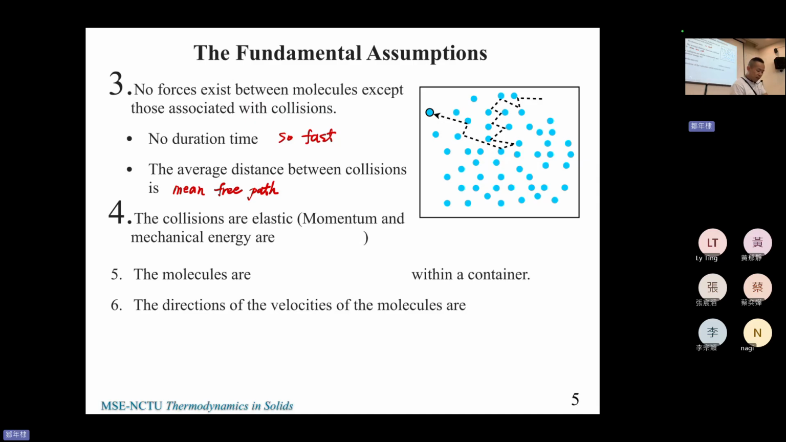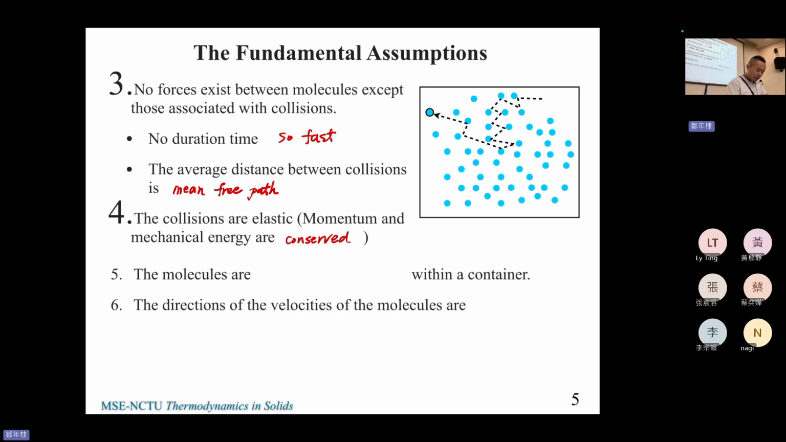All right, the fourth one: the collisions are elastic. Momentum and mechanical energy are conserved, so there is no energy loss. We assume perfect bumping, perfect collisions.